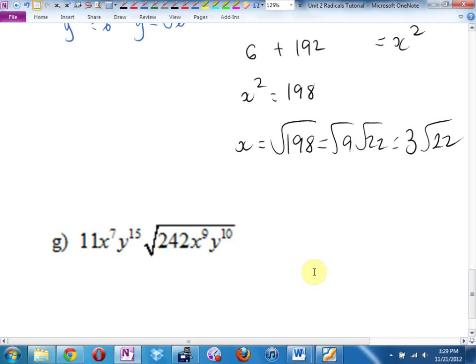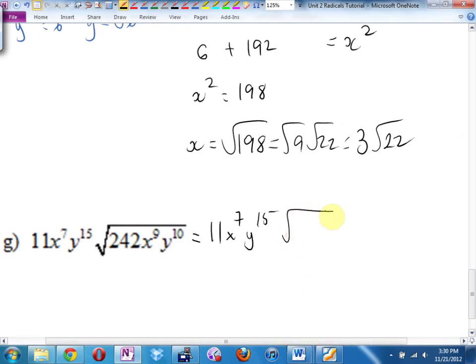Okay. You know what I'm going to do first? Hey, Rachel, what am I going to do first here? Keep the 11. Yes. Okay. I feel better. It's no longer blank. Now I'm going to try and break that 242 down. I'm going to write it as root something, root something.